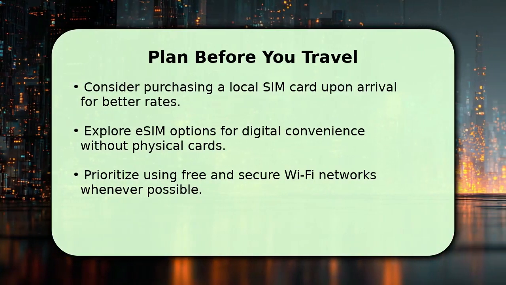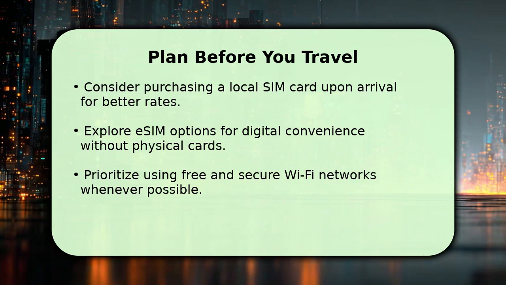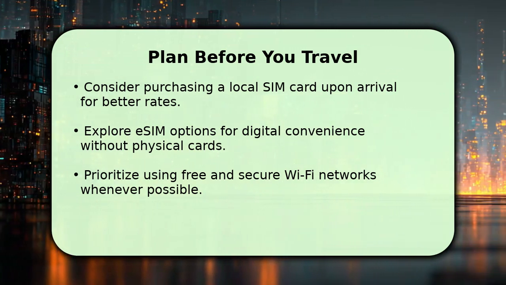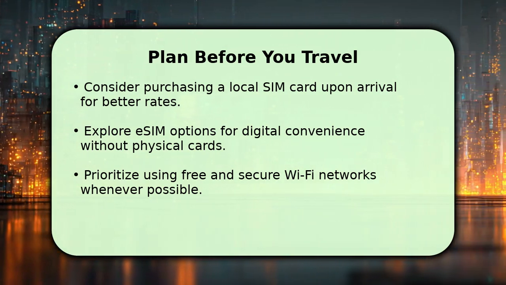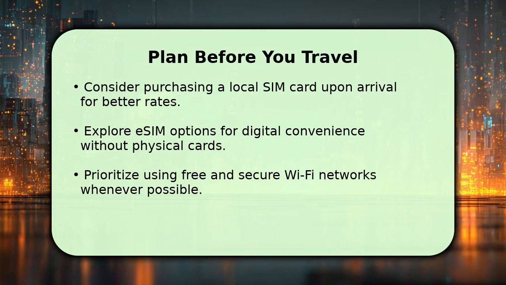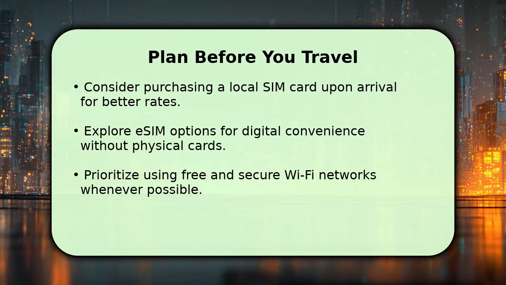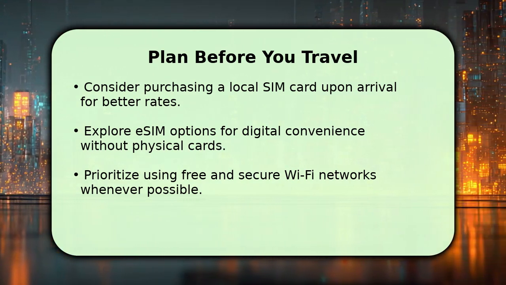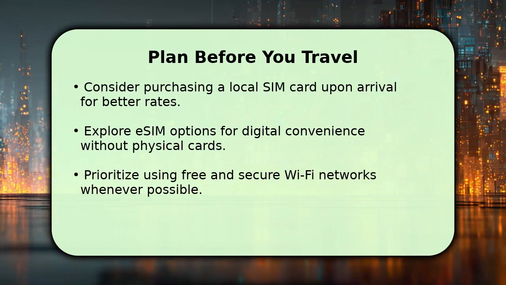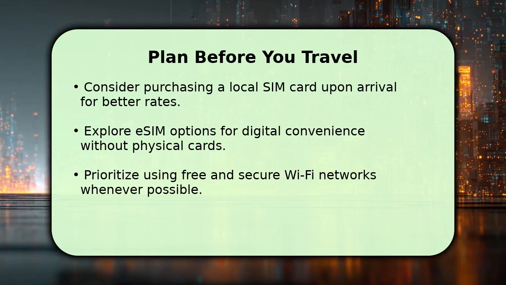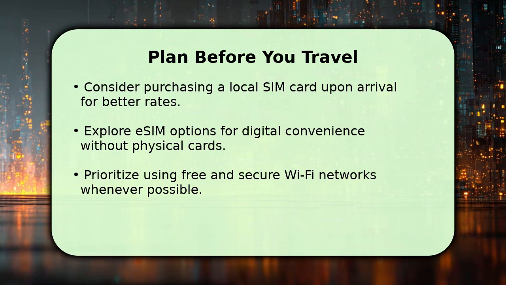Exploring alternatives to your home provider's roaming is a smart move for significant savings. Many travelers find purchasing a local SIM card at their destination offers much cheaper data rates, often costing just $20 for several gigabytes. Alternatively, an eSIM allows you to download a local data plan directly to your phone before you even arrive, offering great flexibility. Always make an effort to connect to secure public Wi-Fi in hotels or cafes to minimize cellular data usage.